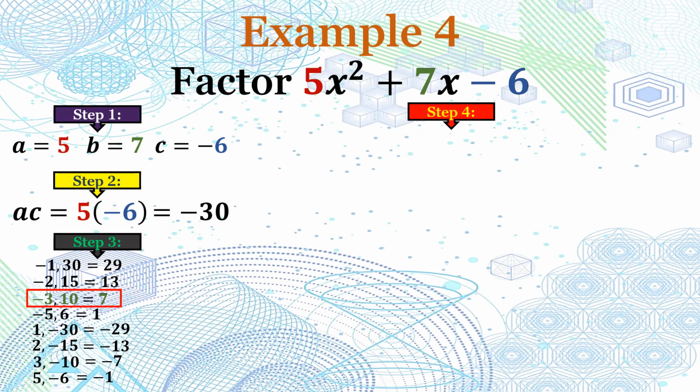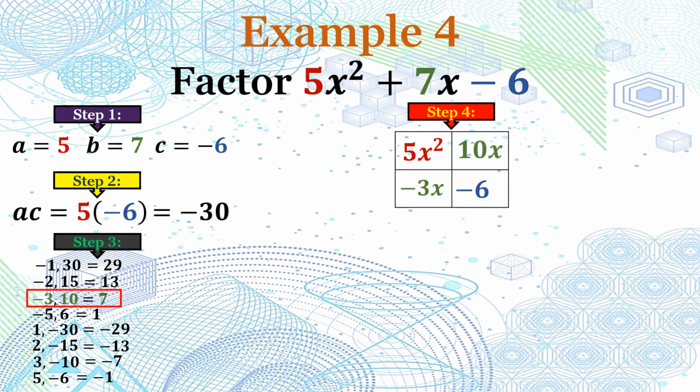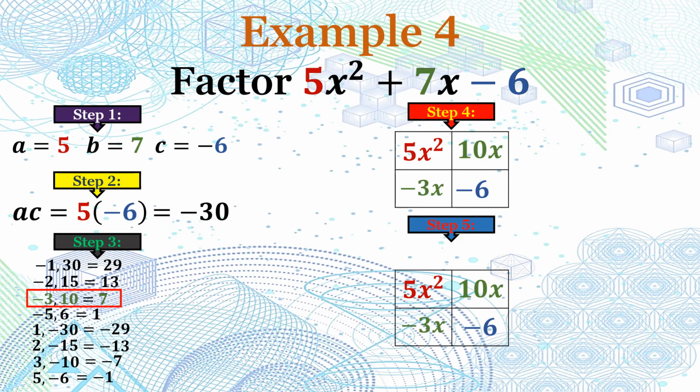Now let's draw a 2 by 2 grid, putting the first term in the upper left-hand corner, the last term in the lower right-hand corner, and the factors of AC in the diagonal corner. So we have there negative 3x and 10x. Then let's factor the rows and columns. So the common factor between 5x squared and 10x is 5x. Common factor between negative 3x and negative 6 is negative 3. So again, that is negative since it is closest to negative 3x.